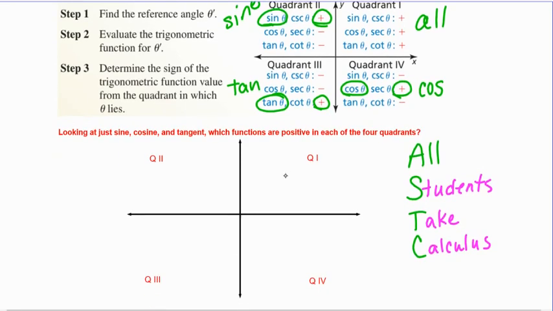In quadrant 1, all of them are positive: sine, cosine, tangent are all positive. In quadrant 2, only the sine is positive. In quadrant 3, only the tangent is positive. And in quadrant 4, only the cosine is positive.